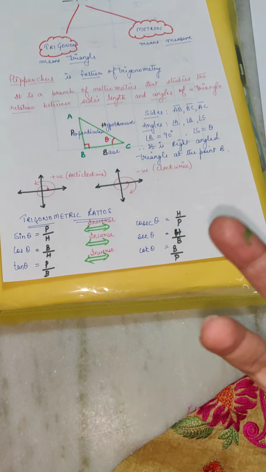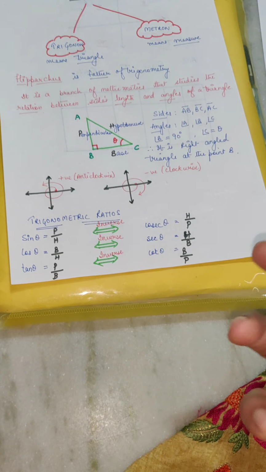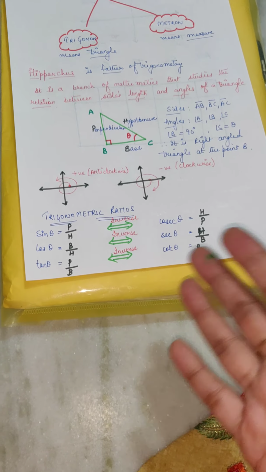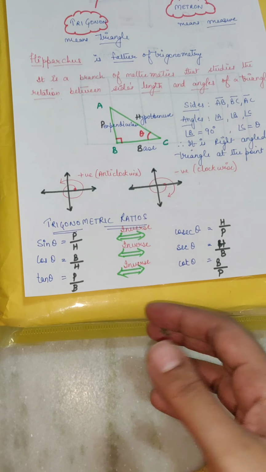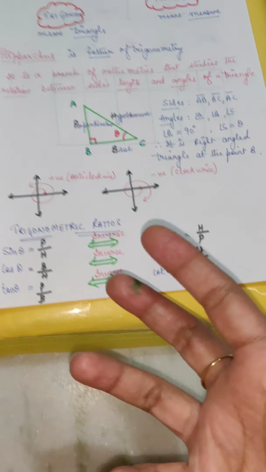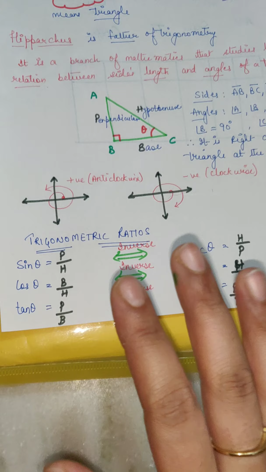Right, so this is just a ratio and we are giving the name to them as trigonometric ratios. So they have some names. We have given some names to them. That's it. Nothing special, right?